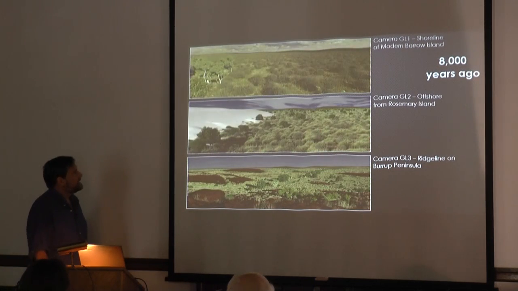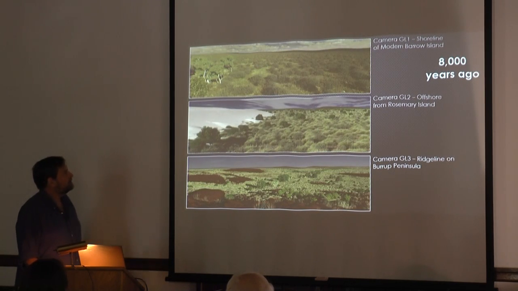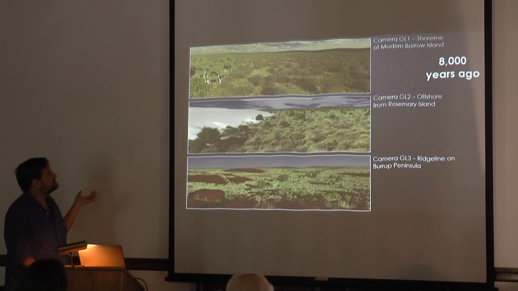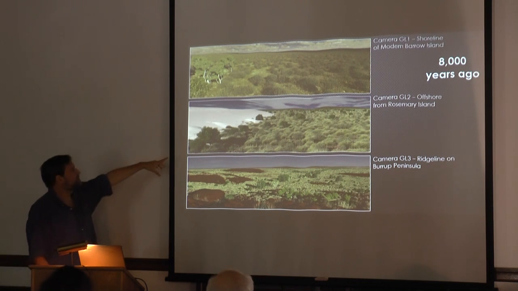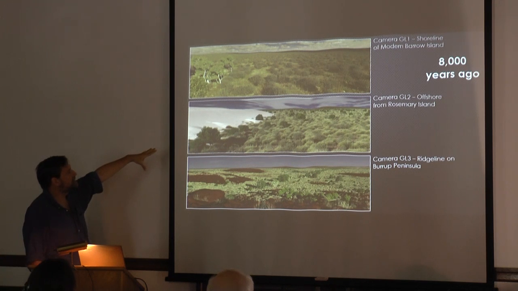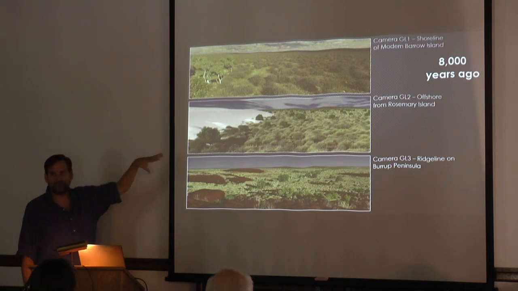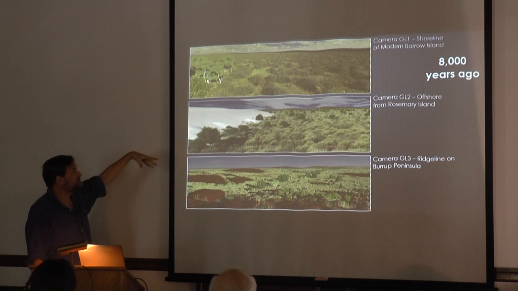When you get to about 8,000 years ago, it's a little bit wetter, not quite as wet as it was 50,000 years ago. But you start to see a much more dense bunch grass kind of environment with these white eucalyptus. And offshore from Rosemary Island, the shoreline's only about 2 kilometers from here at this time. And you start seeing these dunes.